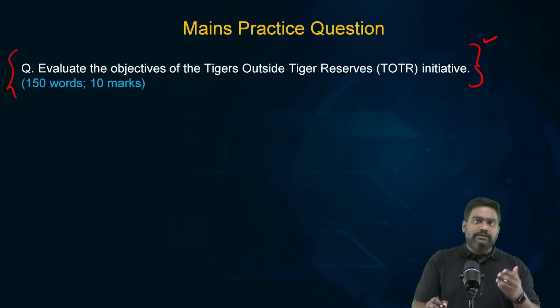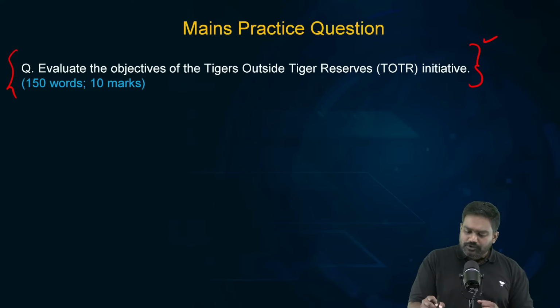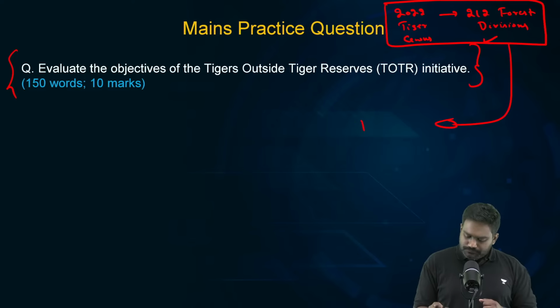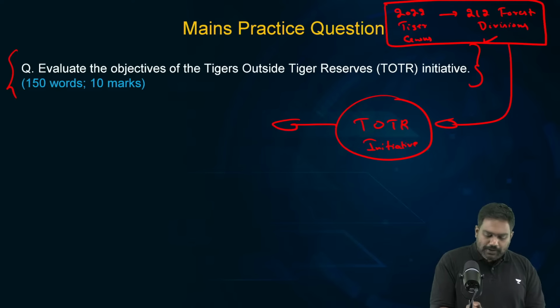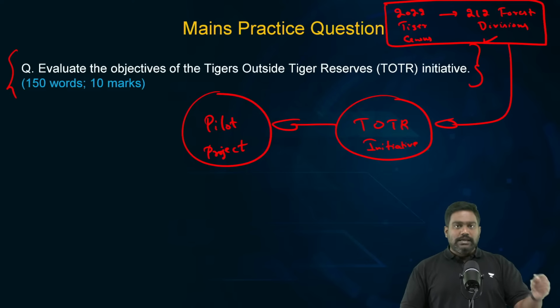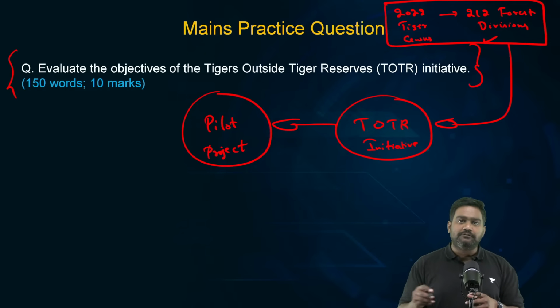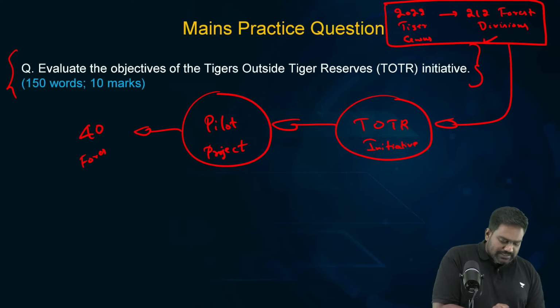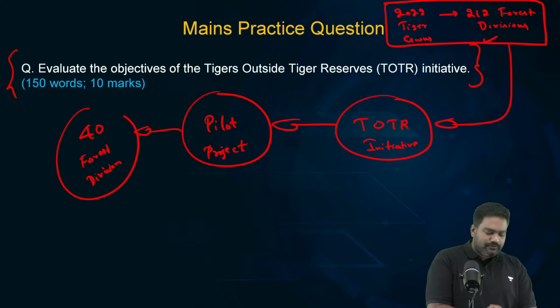Now, according to the All India Tiger estimation that was done in 2022, the 2022 Tiger Census, tiger population was discovered in at least 212 forest divisions in the country. So this program is not being implemented across India. It is first being launched as a pilot project because, see, first you have to test how the project and the initiative would work on the ground, draw lessons, generate feedback, accordingly customize the initiative, and then roll it out across the country. So, right now, just 40 forest divisions have been selected where the TOTR initiative will be implemented.